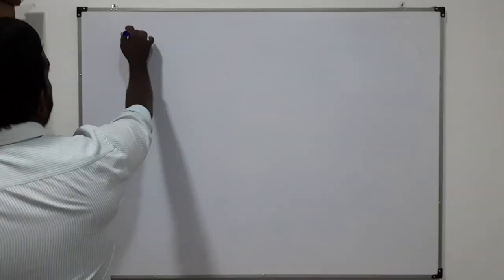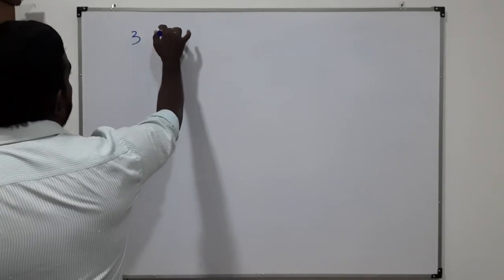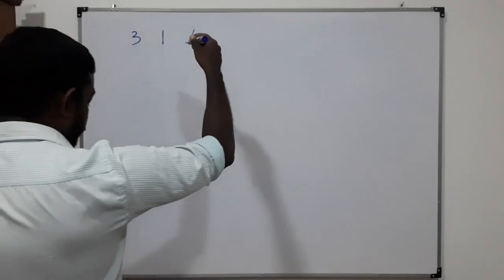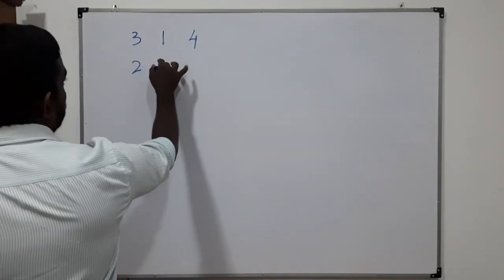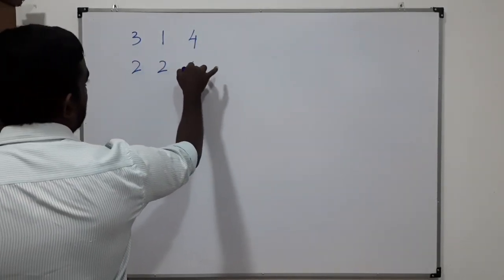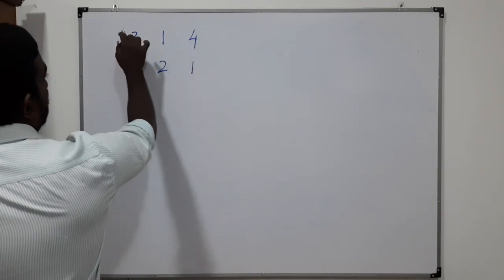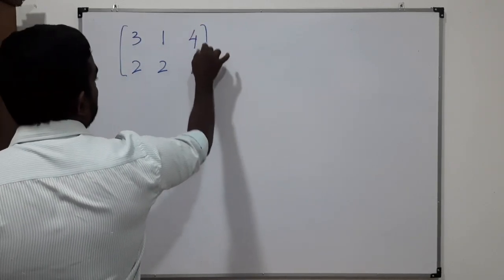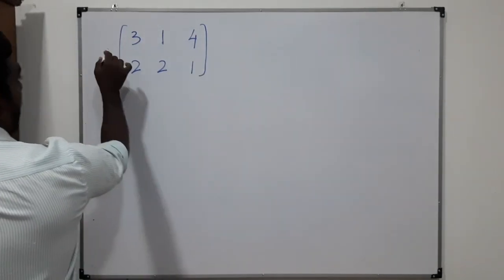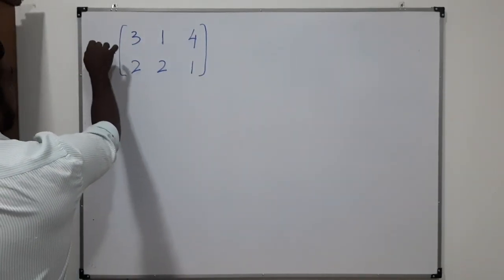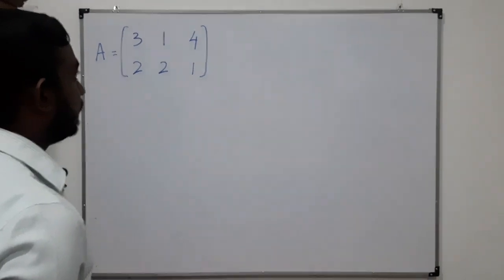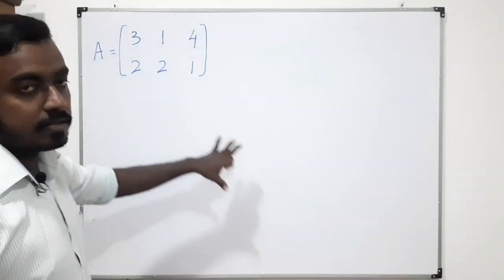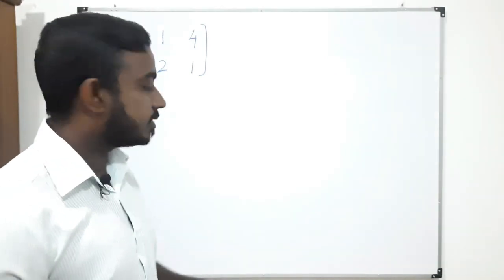Imagine I write these numbers 3, 1, 4, then another three numbers 2, 2, 1. Now I would draw a bracket and name it capital A. So this is known as a matrix now. It is very easy. This lesson would be very easy.